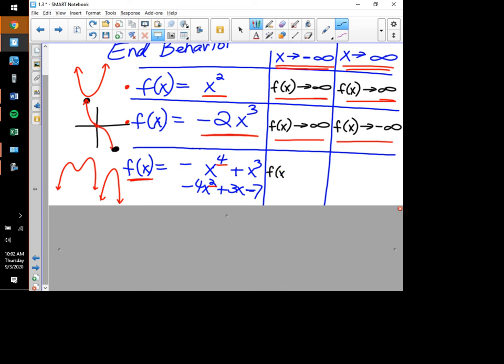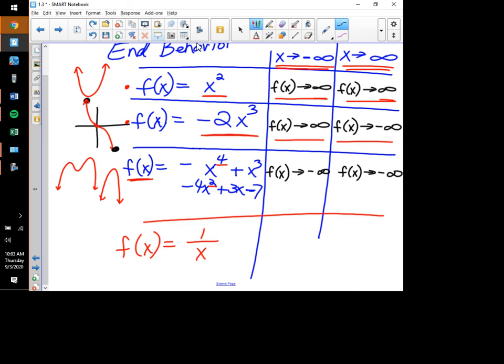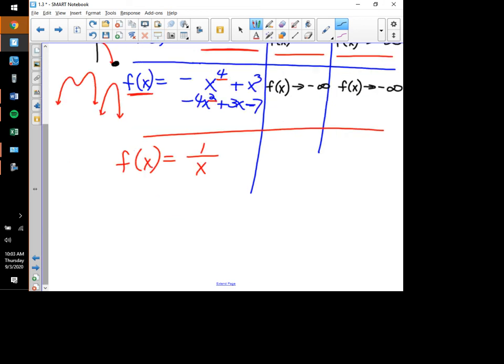On both sides, everybody, as x approaches either positive or negative infinity, y is going to approach negative infinity on both sides because of that negative leading coefficient that we have in both spots.